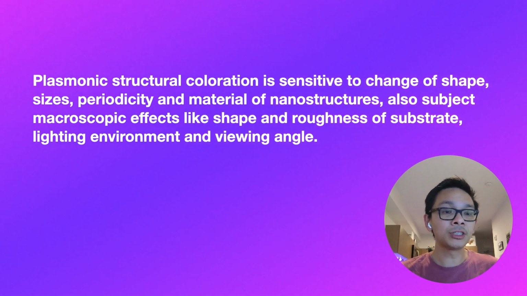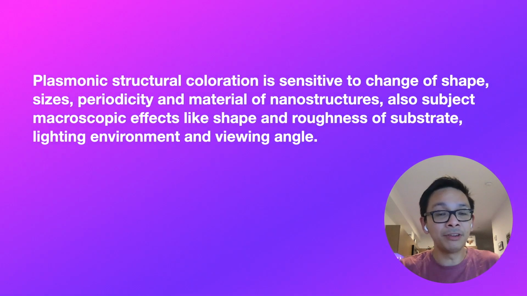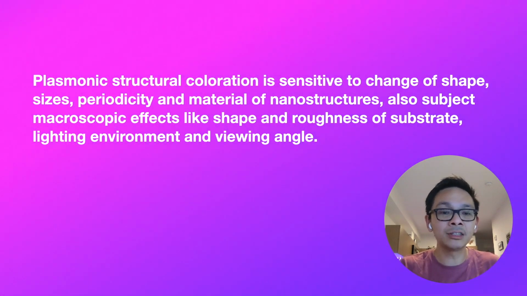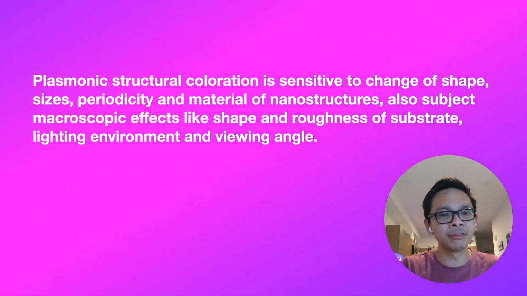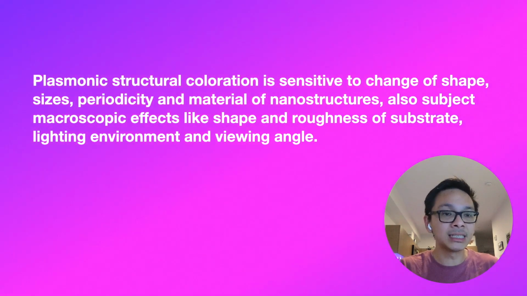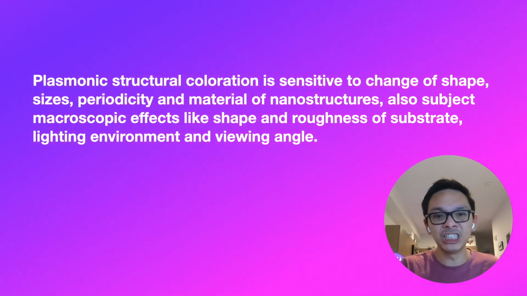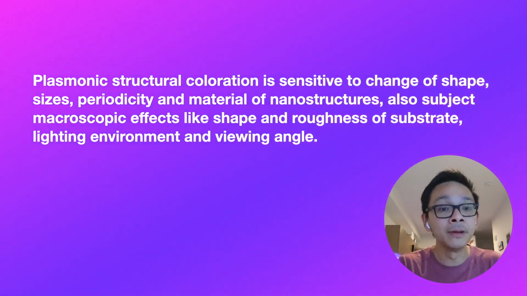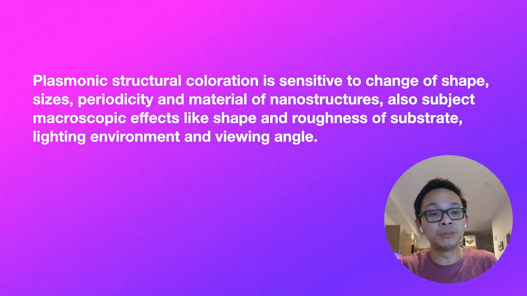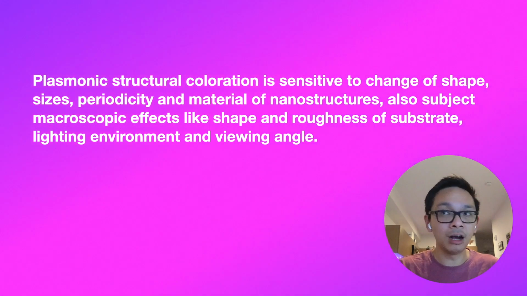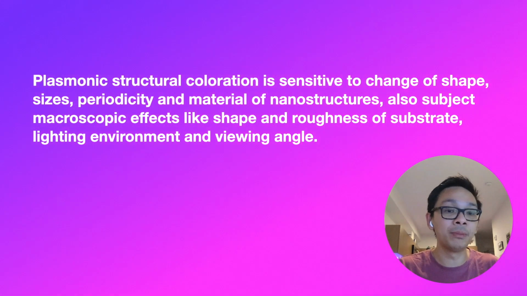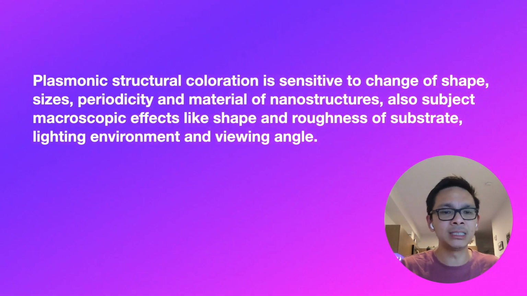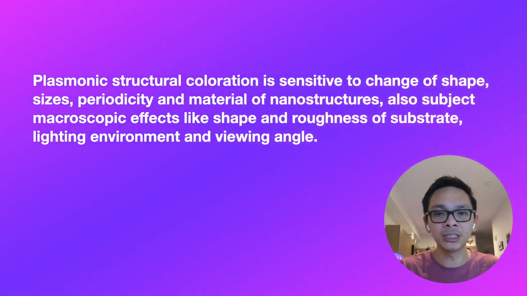The plasmonic structural coloration that we know is very sensitive to any change in the configuration of the nanostructure itself. For example, the shapes, the size, the periodicity, and also the material. This drastically changes the color appearance of the nanostructure. But at the same time, they are also subject to microscopic effects like the shape and roughness of the substrate, as well as the lighting environments and the angle from which we look at the nanostructure itself.